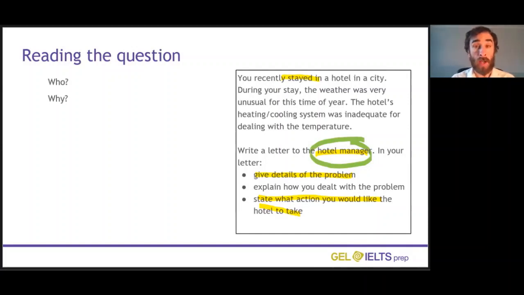Now let's think about why we're writing the letter. Let's underline some keywords in the question that's going to help us with the context. So we recently stayed in a hotel in a city. During our stay, the weather was very unusual for this time of year. The hotel's heating or maybe cooling system was inadequate for dealing with the temperature. So that's the context. The question will often give you the situation that you're complaining about. But remember, you'll have to use your imagination to fill in the details.